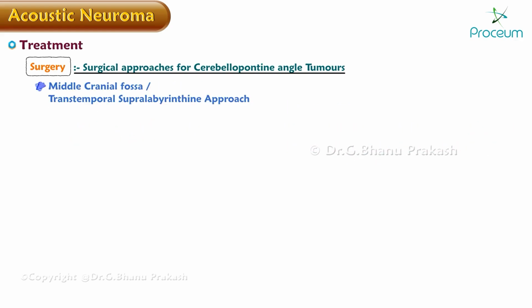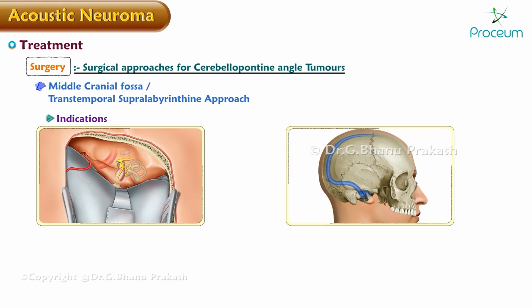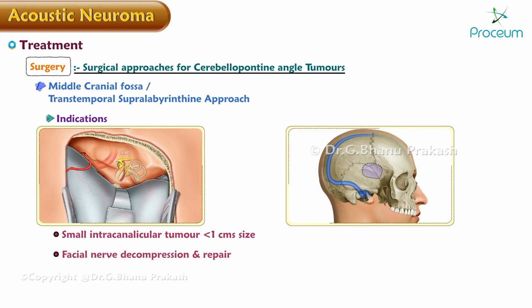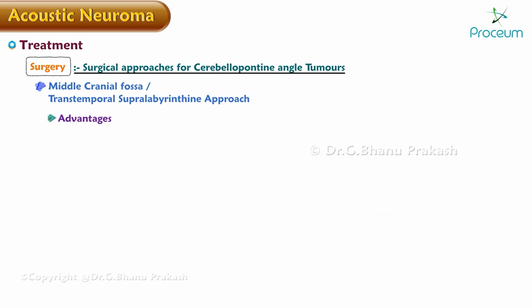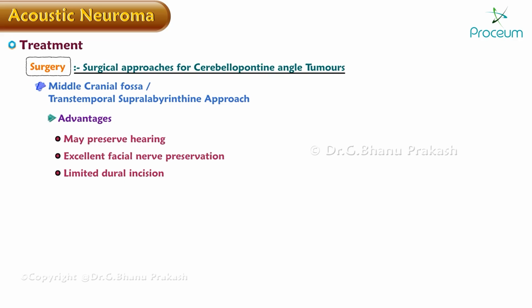Middle cranial fossa or transtemporal supralabyrinthine approach. Indications: small intracanalicular tumor less than 1 centimeter in size. Facial nerve decompression and repair. Vestibular neurectomy. Advantages: it may preserve hearing, excellent facial nerve preservation, there is limited dural incision.